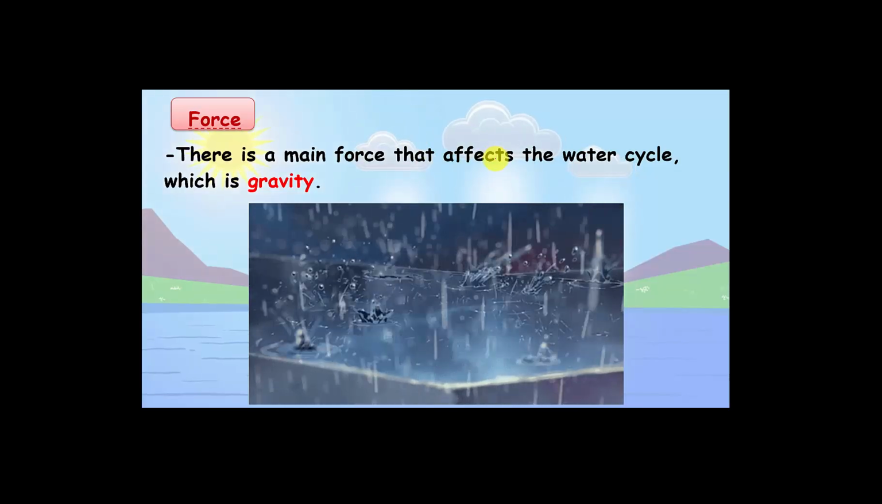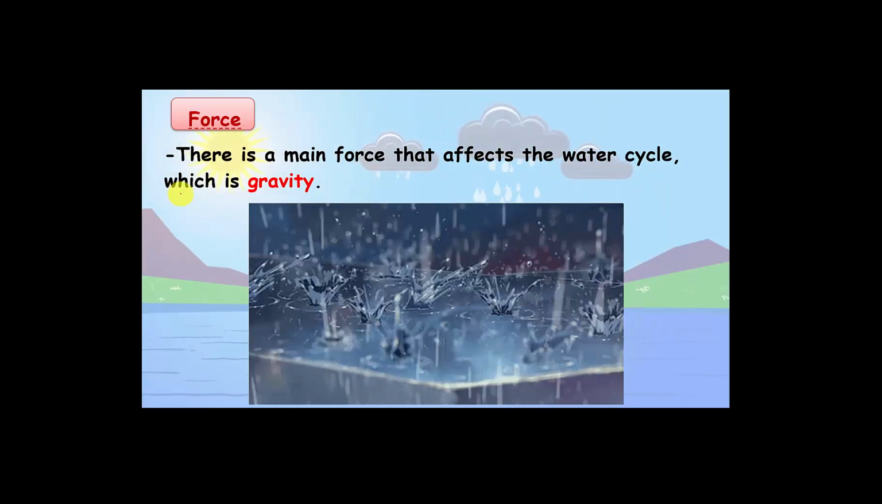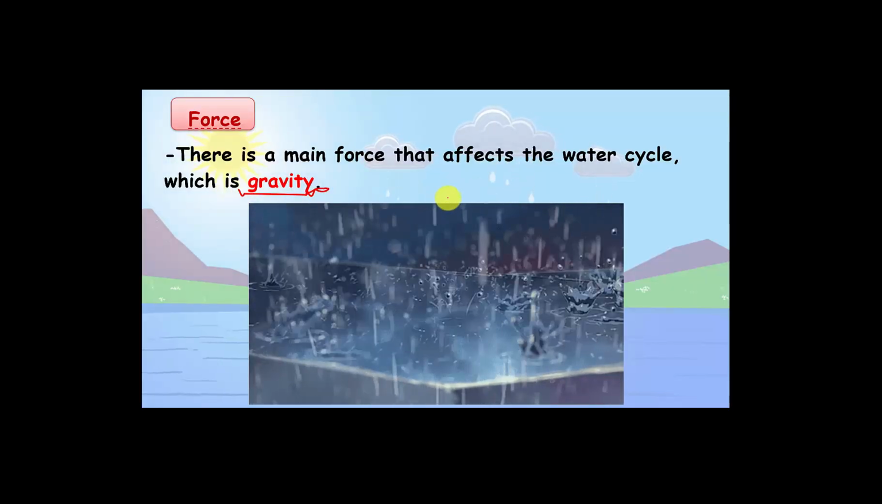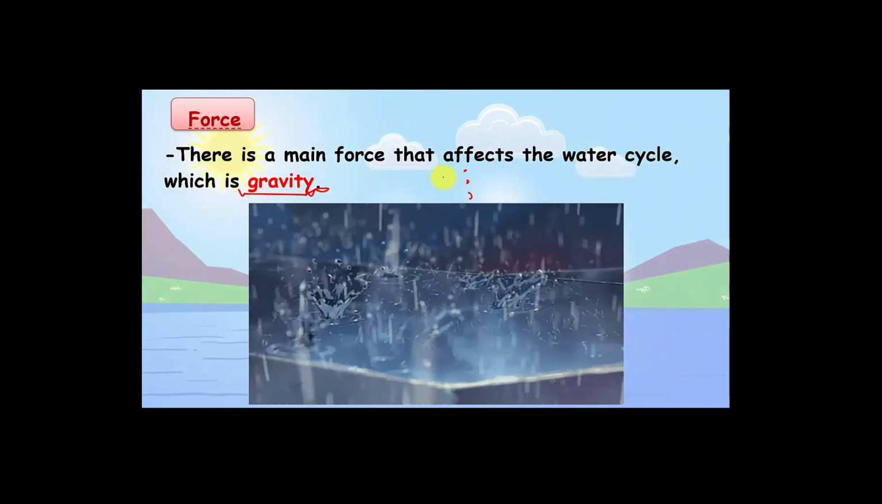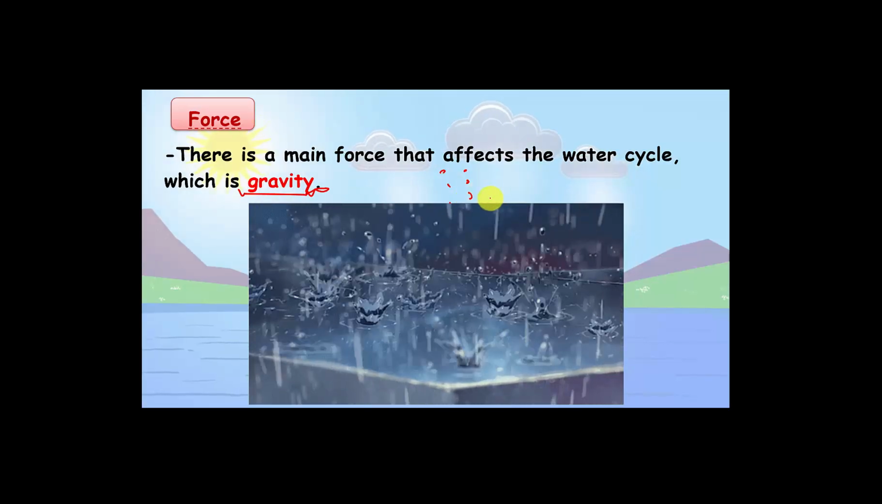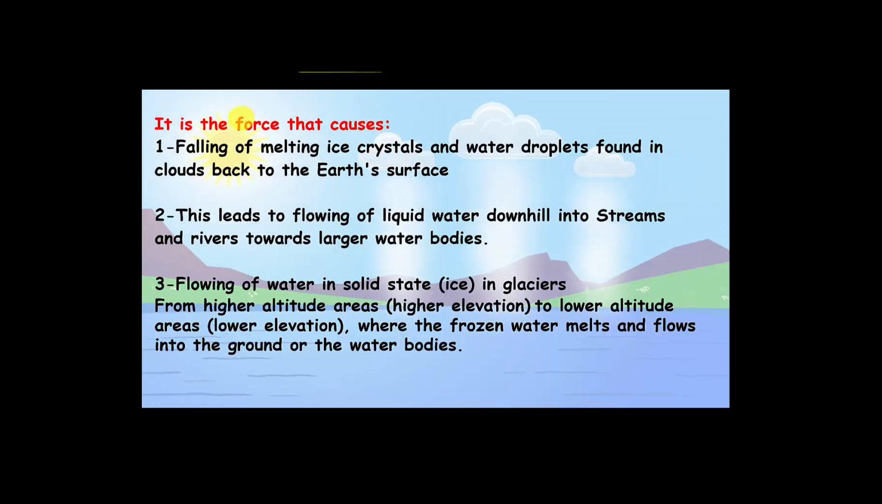Force. There is a main force that affects the water cycle, which is gravity. Earth's gravity forces rain to fall down, not up. We call it gravity. It is the force that causes falling of melting ice crystals and water droplets found in the clouds back to earth. So when the rain falls from the clouds to the earth's surface, it is affected by the force of gravity. Force of what? Yes, force of gravity.